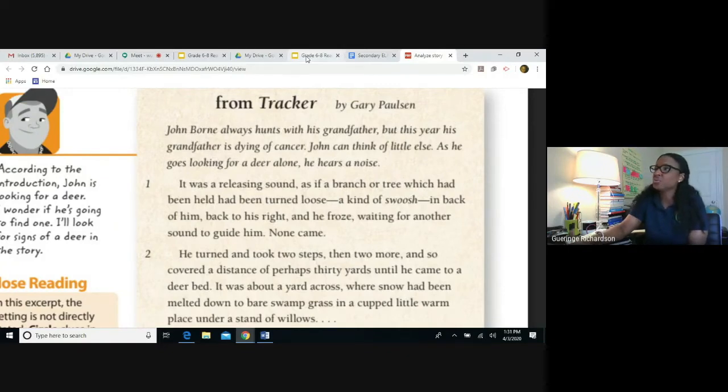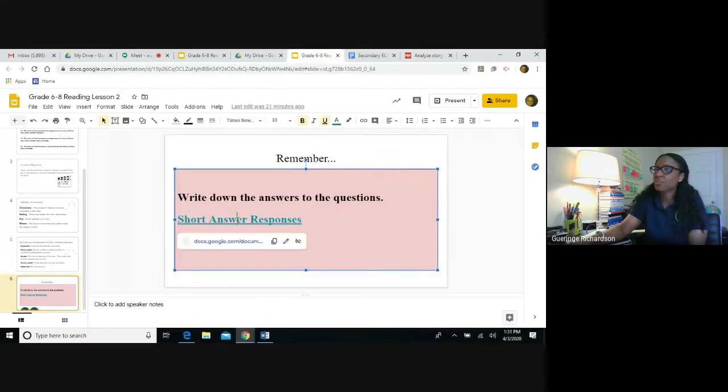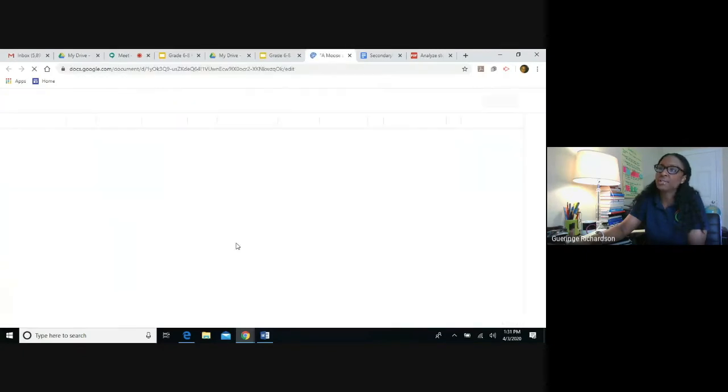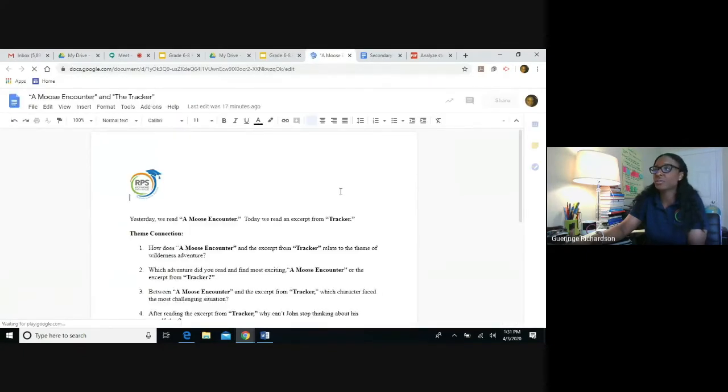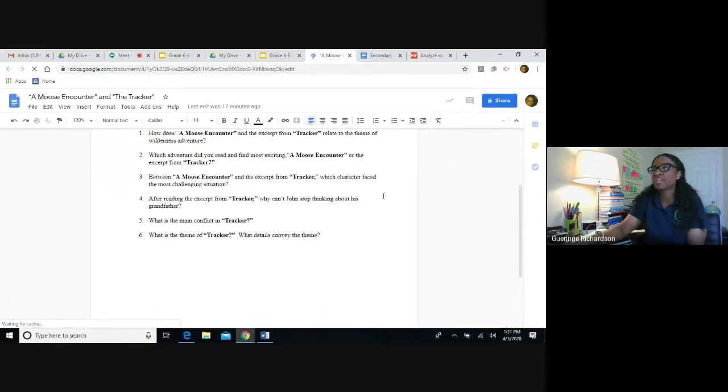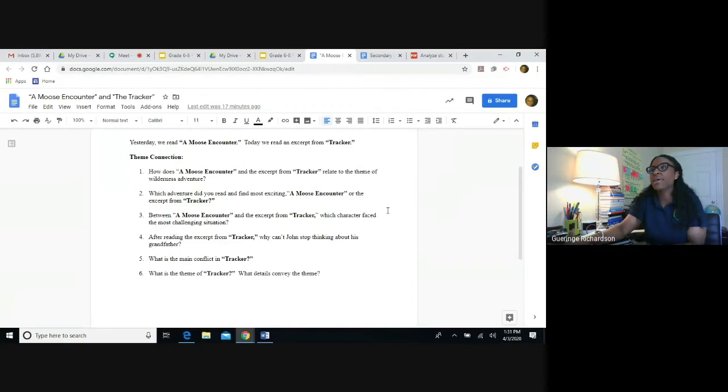So what I want you to do is we're going to go back to this document, and I'm going to project these questions. These questions talk about the excerpt that we just read, Tracker, and what we read yesterday, the moose encounter. Number 1 says, how does a moose encounter and the excerpt from Tracker relate to the theme of wilderness adventure? Because the excerpt of what we read yesterday from a moose encounter dealt with wilderness, and so does Tracker. So there is some theme there. What is the connection? How does it relate to one another?